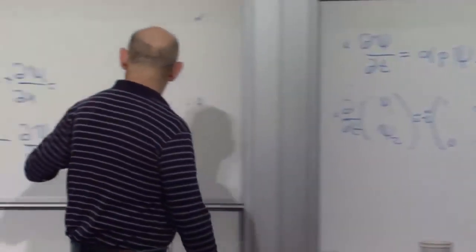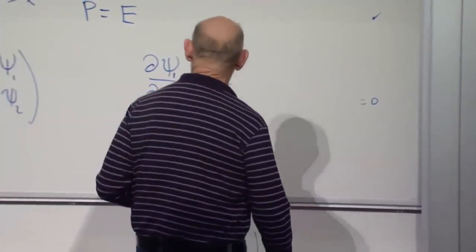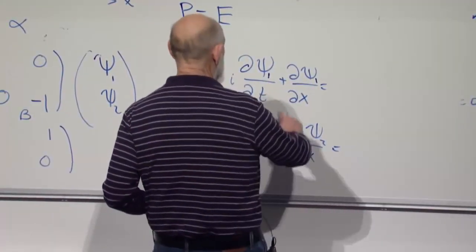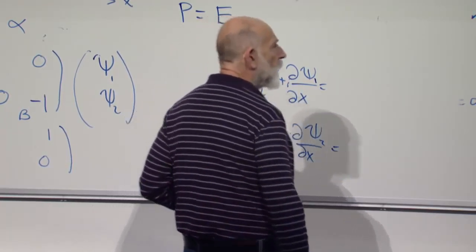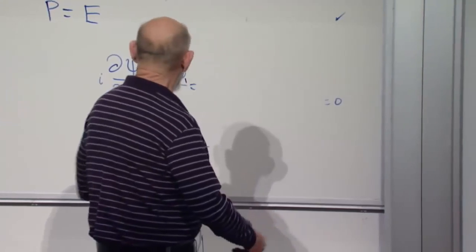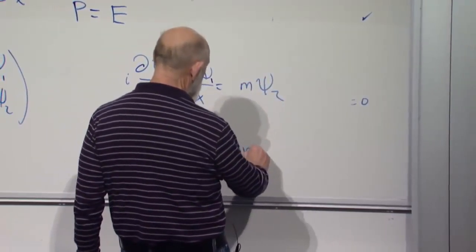So let's come back to this equation over here. I'll never get the I in the right place. So yeah, let's put the I in the right place. Minus I equals, and now it looks like this one is m psi 2 and the other one is m psi 1.